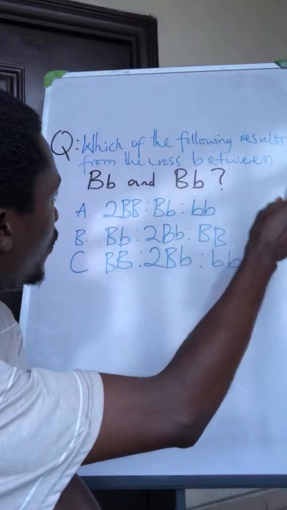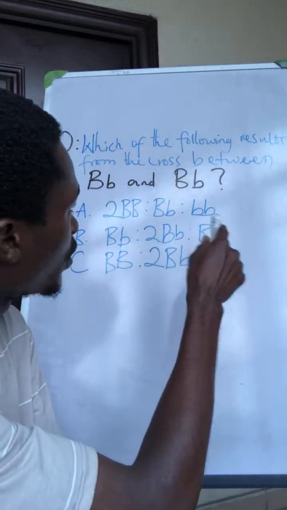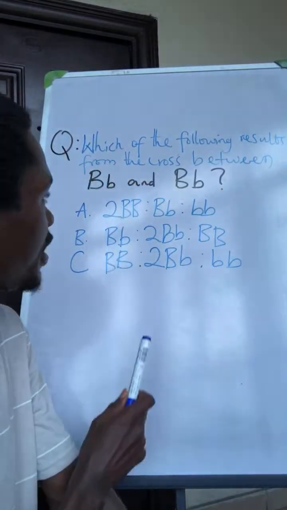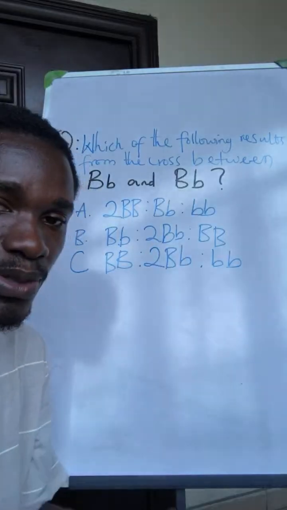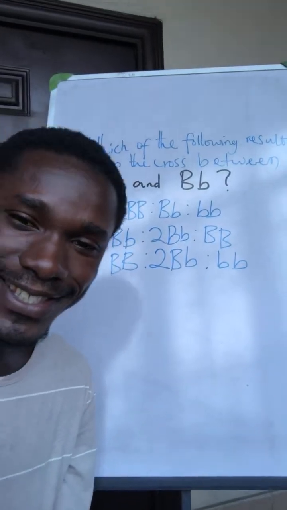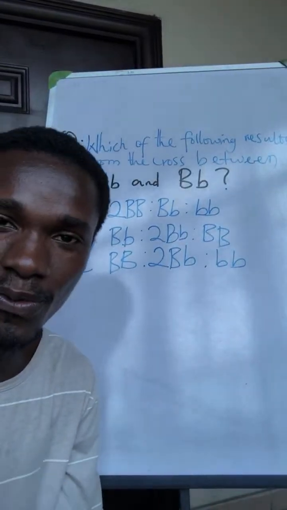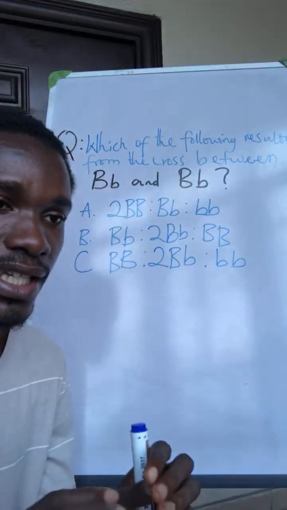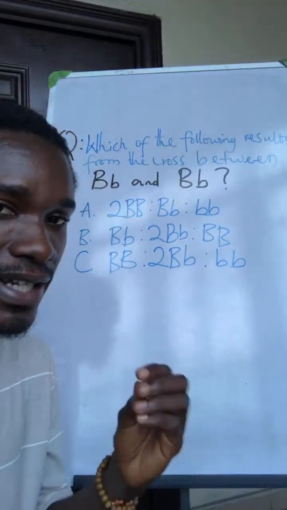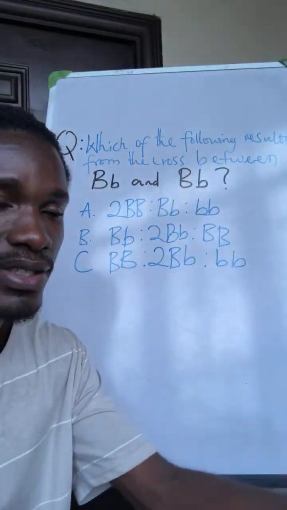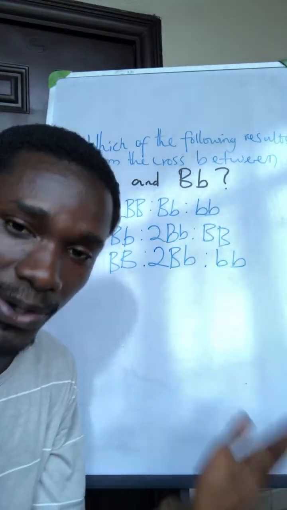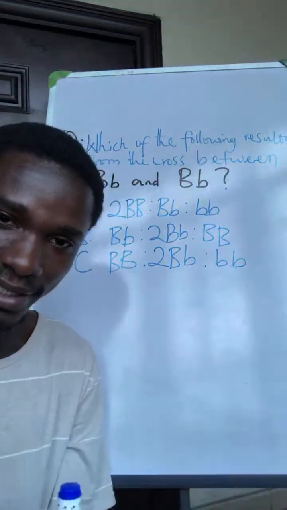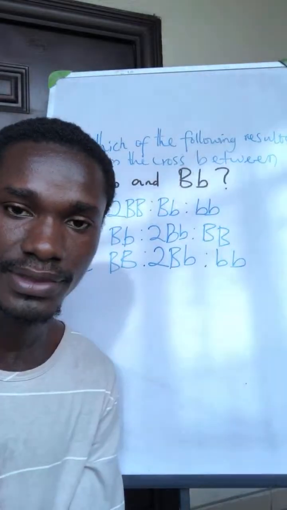So, which of the following results from the cross between big B, small b, and big B, small b, heterozygous genotypes? This is one of the areas that bio students often find very complicated: genetics. Even at the basic, secondary level, it is very complex. Even in the university, when you face genetics, it's going to be complex. But if you understand the concepts, if you understand the basics, it will be like the simplest thing.